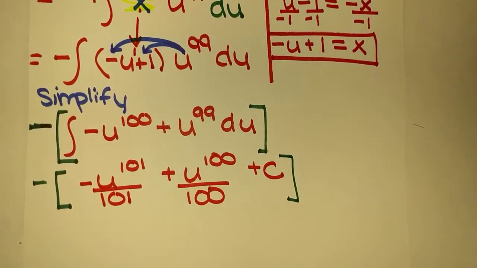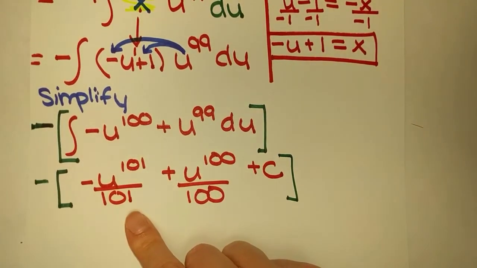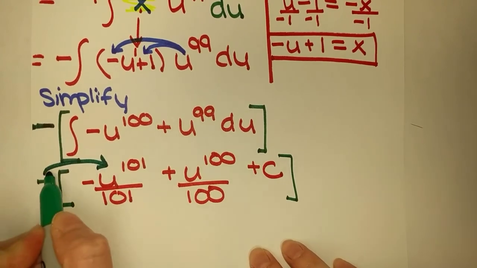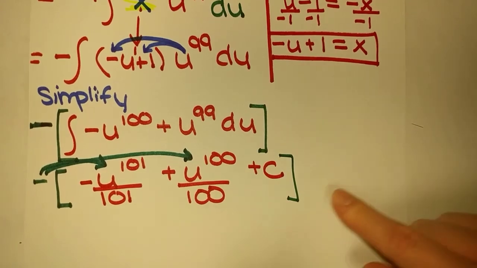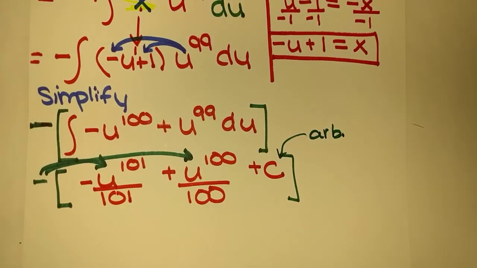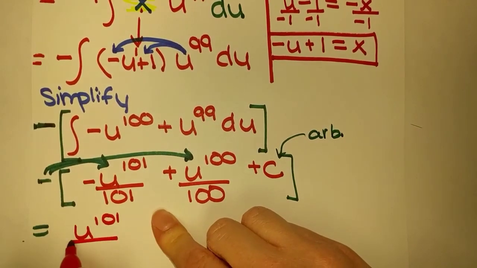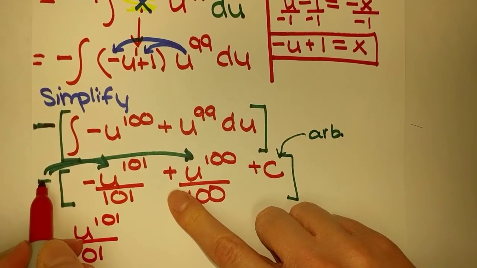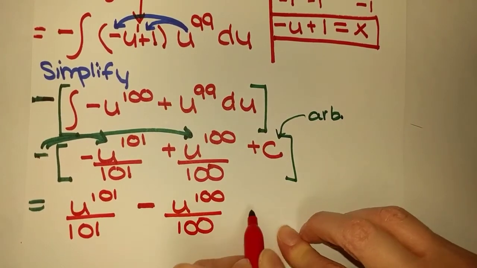So this is important because in our simplification of this, it's not going to be a positive here and a positive here. What happens is this negative gets distributed to this term, but it also gets distributed to the second term. We are not going to distribute it to the plus c because the plus c is an arbitrary constant. And so because it's arbitrary, it's just plus c. It doesn't matter if it's negative c or plus c. Okay, so here's what it's going to look like in our final integration step. We are going to have this negative times negative, u to the 101 over 101. Then this negative times positive is going to give us a negative u to the 100 over 100 plus c.